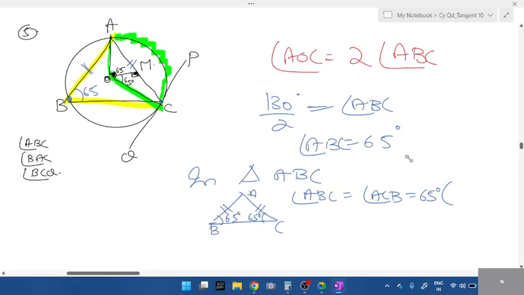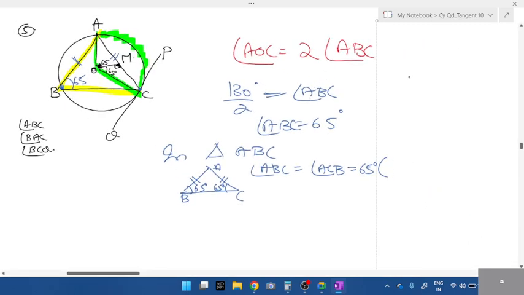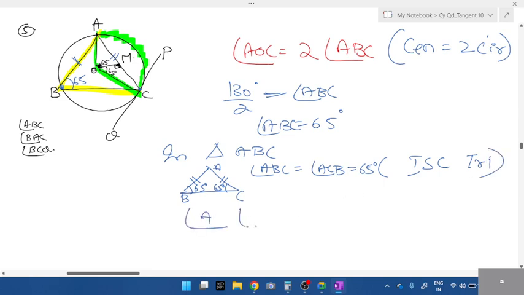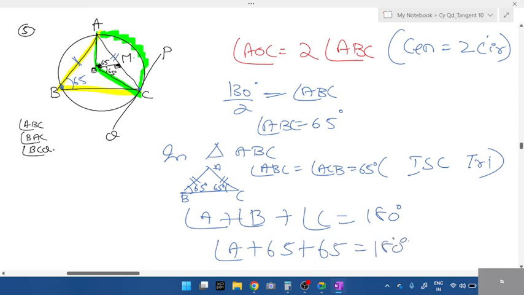So here we have used three properties. The first one is center is equal to twice circumference. The second property we used is isosceles triangle property. Just mention isosceles triangle. Then you can write angle A plus angle B plus angle C is equal to 180. Use sum of interior angles. What is angle A, students? 50 degrees. Complete. Be quick.